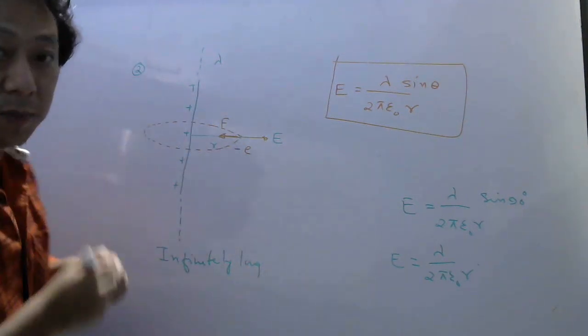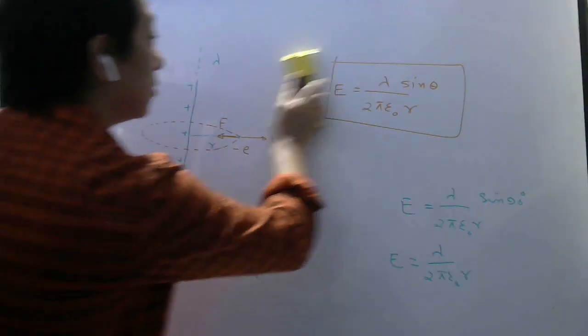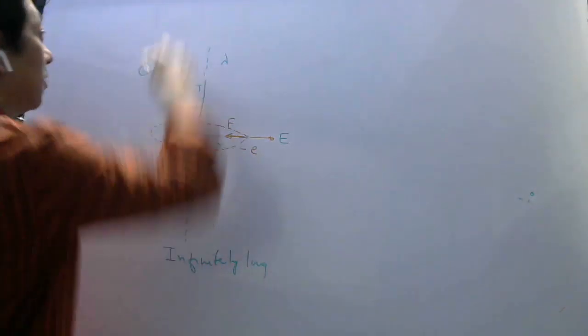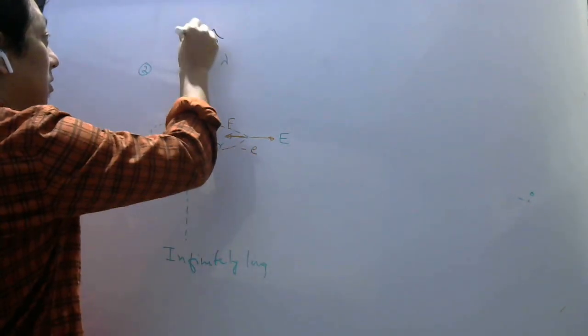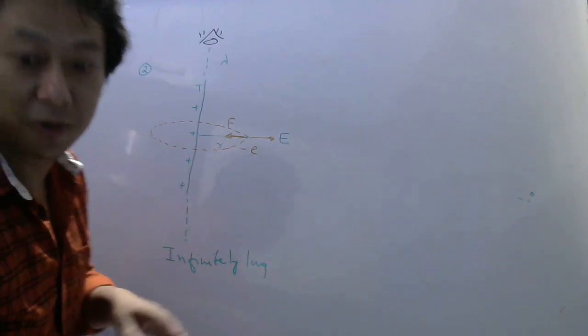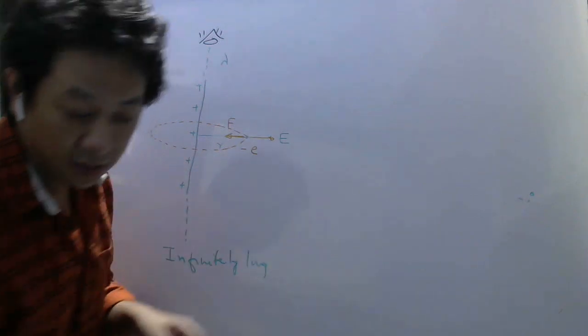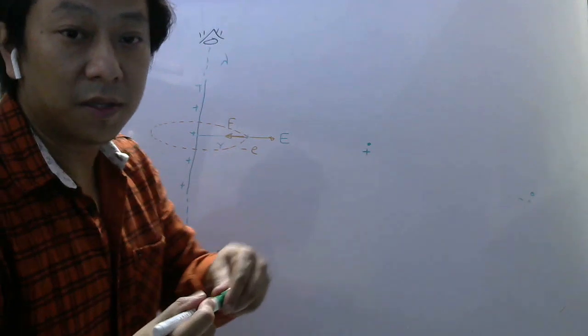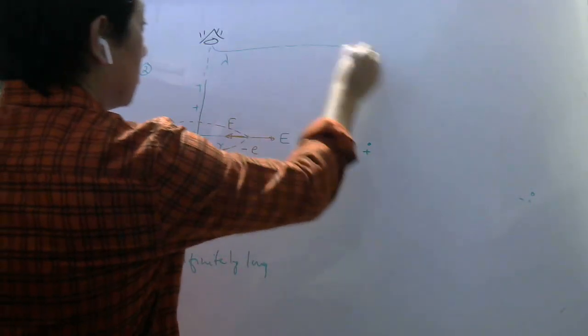Let me try to explain it even more nicely. To understand this even more nicely, try to see from the top. Imagine this is your eyes, big eyes I have shown. If you see from here, then this line will look just like a dot, no? It will look like a plus charge dot. Yes or no? This is the line charge, right? If I see from the top, I will see only this part. So this is the line charge, if you see from here.